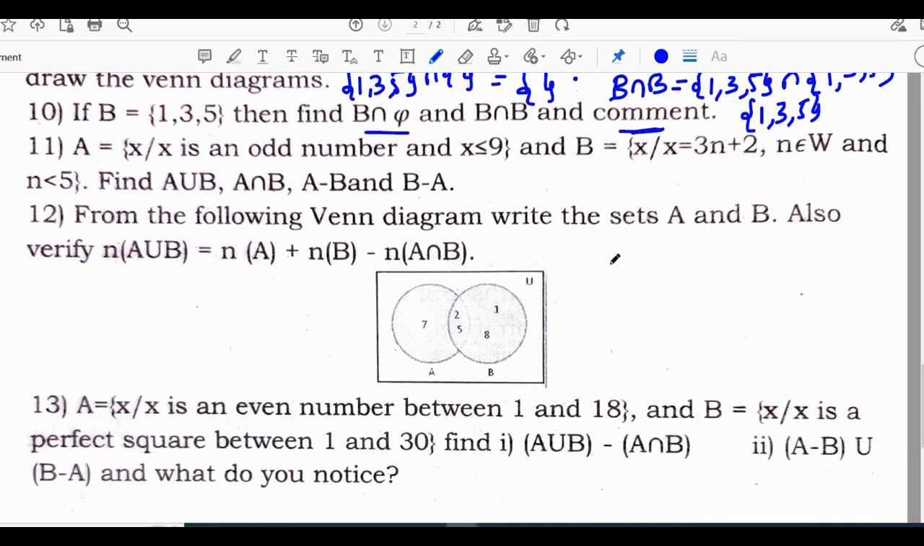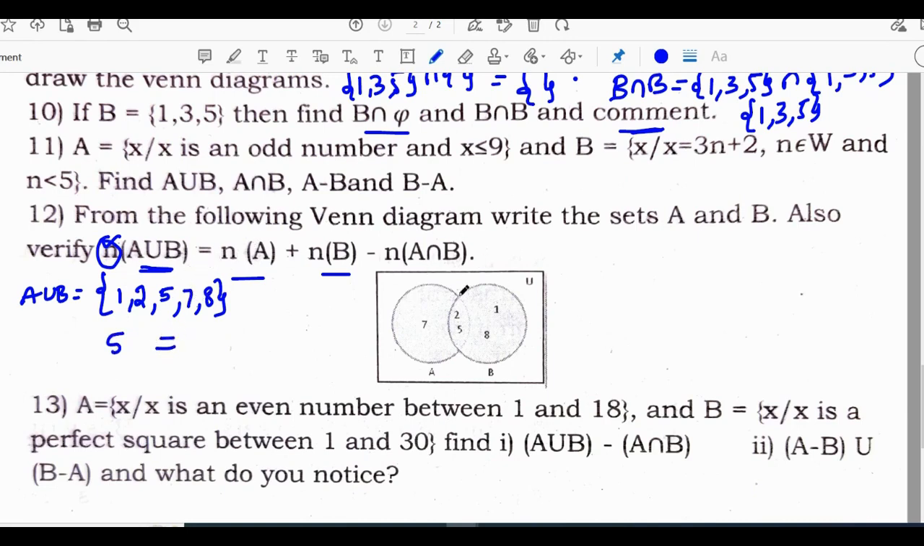From the Venn diagram, write the sets A and B. Also verify that n of A union B is equal to n of A plus n of B minus n of A intersection B. Here n means the number of elements. Actually, first we have to find A union B, students. From the Venn diagram, A union B is 1, 2, 3, 4, 5. So the number of elements in A union B is 5. So n of A union B is 5.